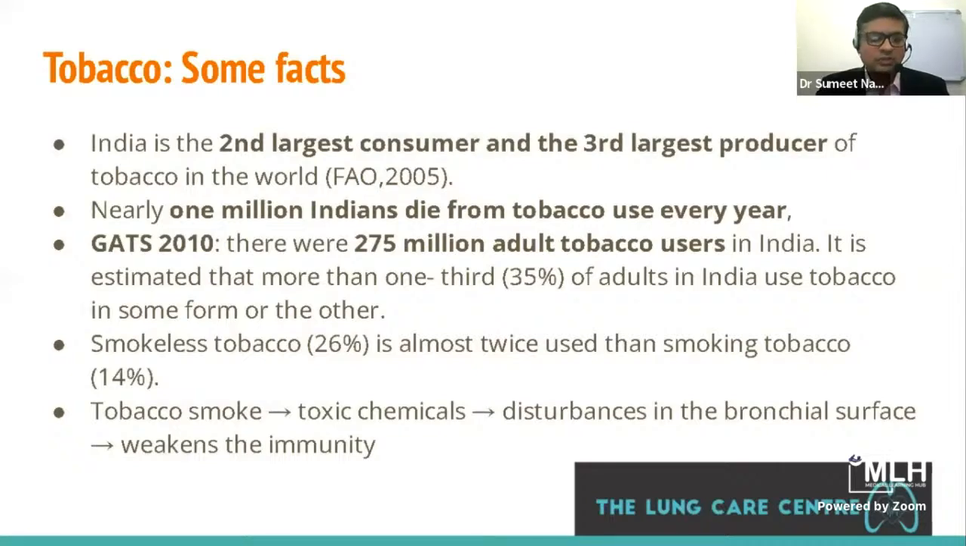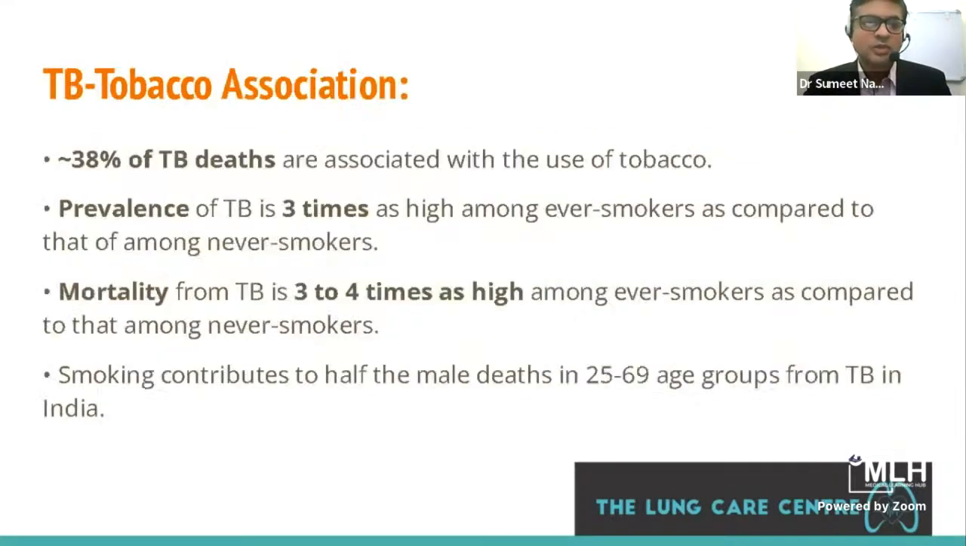As we know, tobacco smoke consists of certain toxic chemicals, which lead to disturbance in the bronchial surface and hamper bronchial immunity, and predispose the tobacco user to various infections, which may include tuberculosis as well. So, the TB-tobacco association.